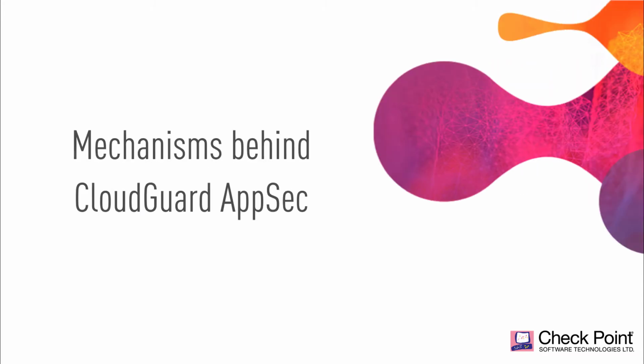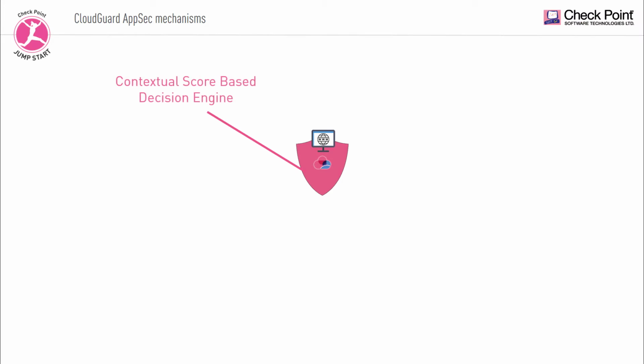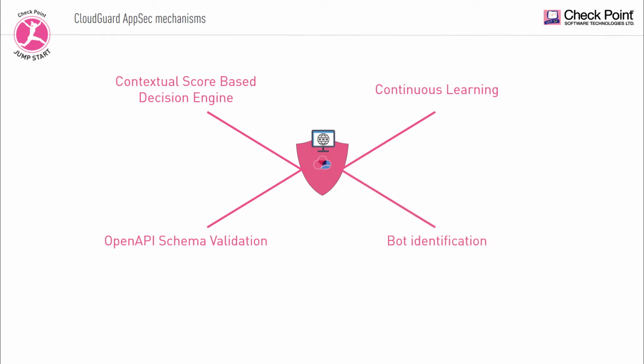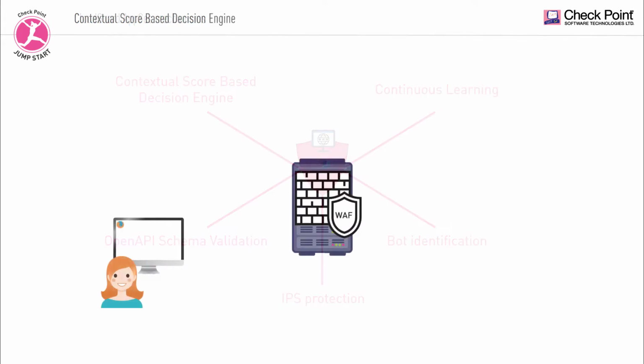AppSec relies on several mechanisms to provide its top-of-the-line protection: contextual score-based decision engine, continuous learning, open API schema validation, bot identification, and IPS protection. Let's face it, no customer trying to access a website would be happy with being blocked due to a false positive on the website's end. This is critical to any business or service delivered via a web application.